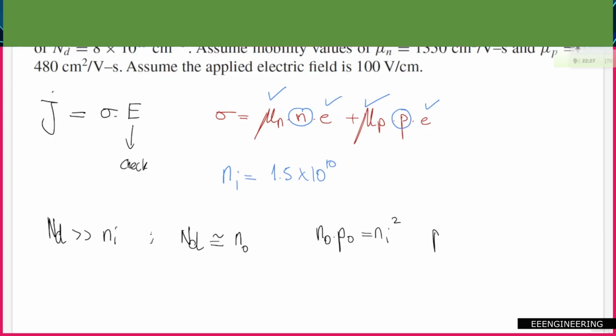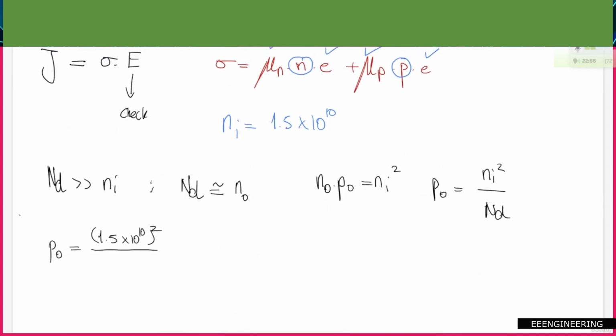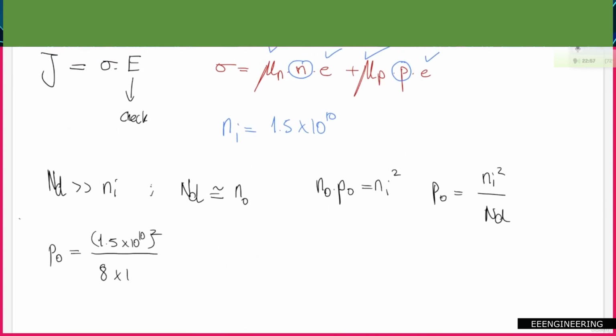And from that we can find out P0 is equal to Ni squared over N0, which is electron concentration, which we know is approximately equal to Nd. Let me put that in here as Nd. And then in the numerical calculation, P0 is going to be equal to Ni squared, which is 1.5 times 10 to 10, squared, over Nd, and Nd value is 8 times 10 to 15. All right, let me put that in here. And when we do the proper calculations, we're going to end up with 2.8 times 10 to 4 for the hole concentration we have.